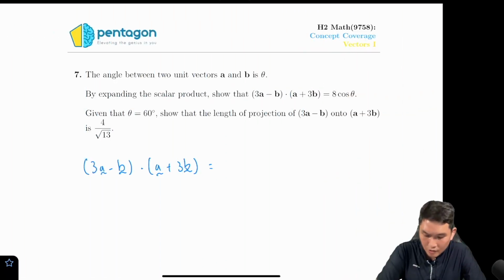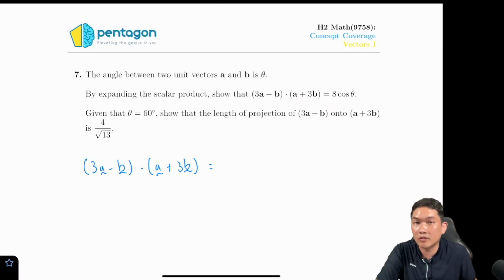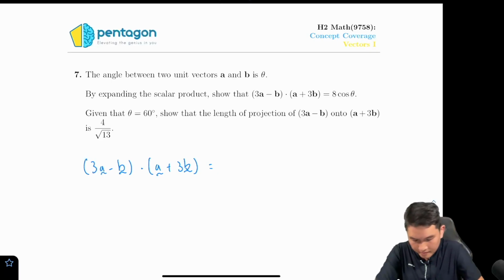Welcome back. So for the first part, we need to show that 3a minus b, which is a vector, dot with a plus 3b, another vector, the dot product of these two vectors is equal to 8 cosine theta. But we're not given explicitly the column vectors for a and b, which means I need to expand brackets.